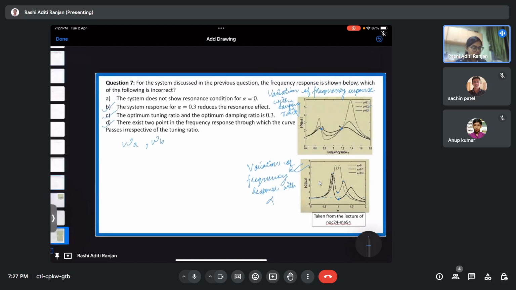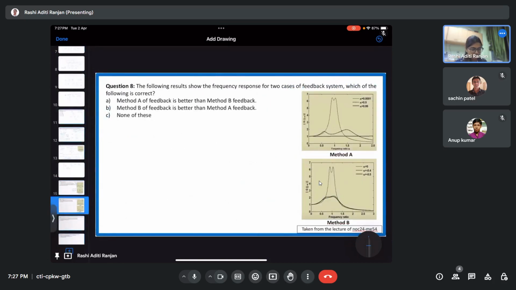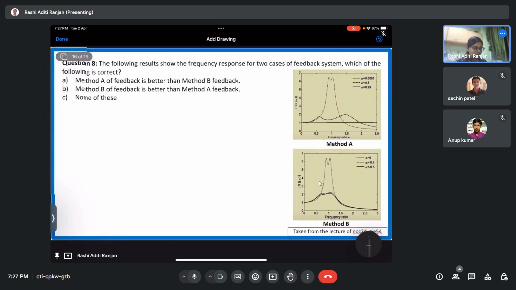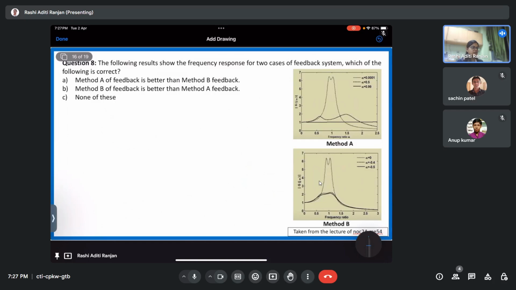Okay, now coming on to question number 8. Now see, question number 8 says that the following results show the frequency response for two cases of feedback system. Which of the following is correct? Now first I'll talk about what is a feedback system. The feedback system, as we know, means whatever response the system is showing, I take the response and feed it to the system.